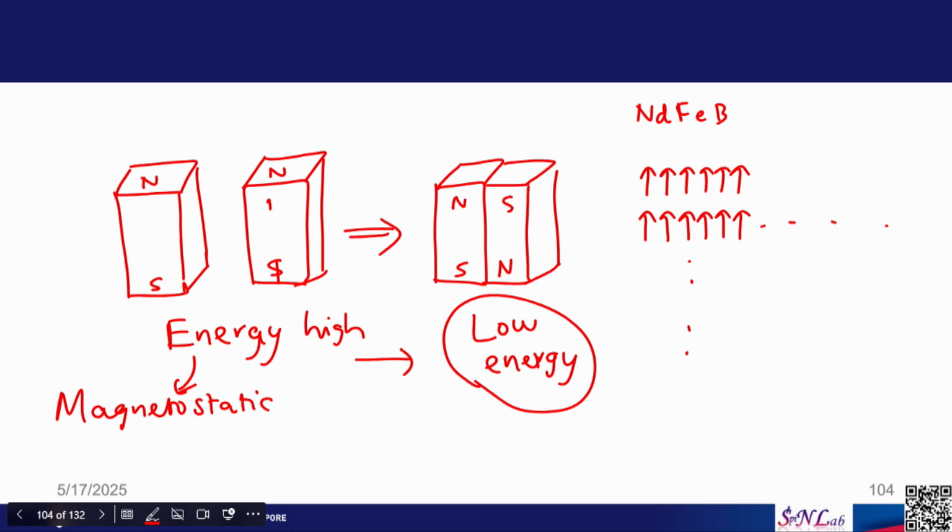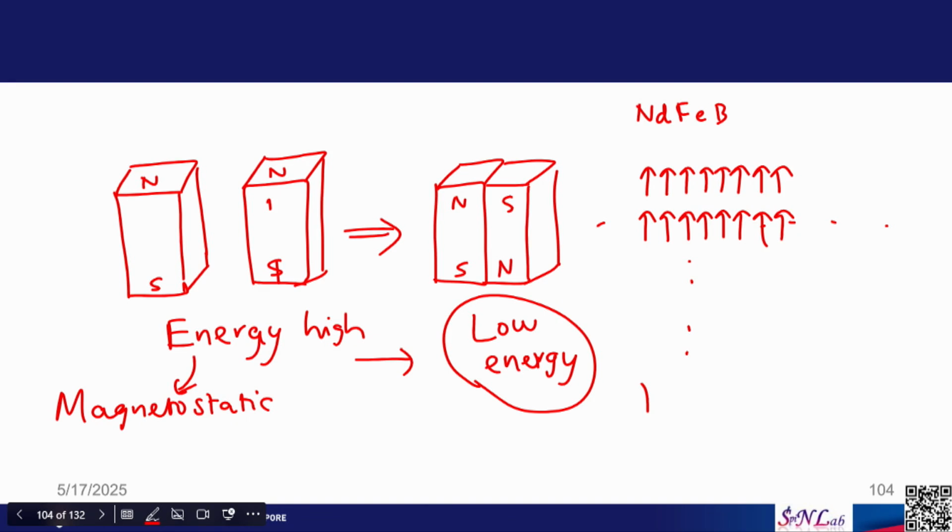So what happens? When you look at this, it is like trying to keep 2 north poles next to each other, 2 south poles next to each other, right. So I cannot keep piling the neighboring atoms parallel to each other, because when I keep doing that, I am increasing the magnetostatic energy of the system. So the system will tend to minimize the energy. The only way to minimize the energy is to bring some randomness or to form this kind of pattern.